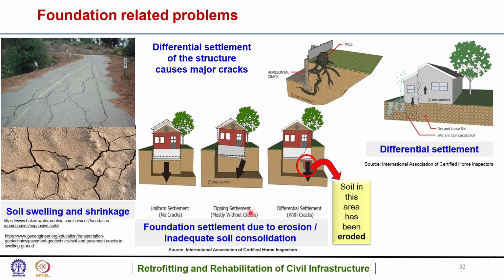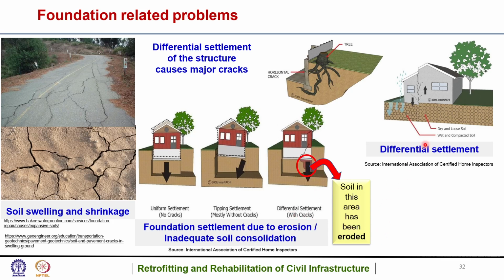If there is a tipping settlement, which means a small tilt or small overturning, then mostly there will be no cracks; mostly it is without cracks. However, if there is differential settlement, that may occur because the soil in this area has been eroded. Some sort of erosion may have occurred, and that may have resulted in differential settlement. So there will be cracks in this area, the area where the erosion has occurred.